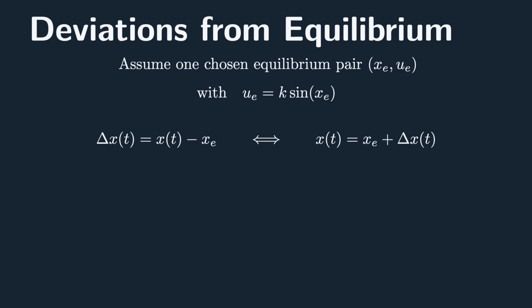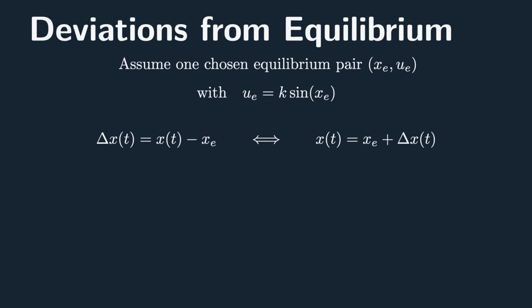We define delta x of t as the deviation from the equilibrium position. So, delta x of t equals x of t minus x sub e. Or, equivalently, x of t equals x sub e plus delta x of t.